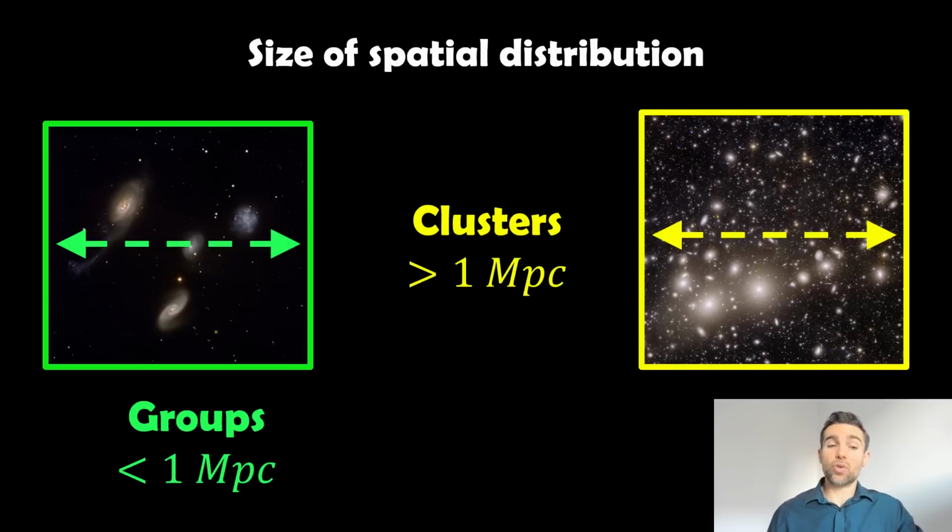So typically, groups are going to be less than 1 megaparsec in size, regardless of kind of how many members are in there. And clusters are going to be greater than 1 megaparsec as well. So size can be used, and 1 megaparsec is typically kind of like that transition point between the two.